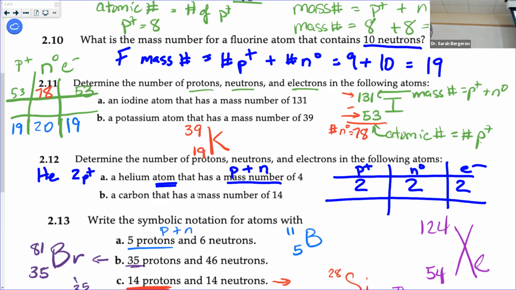Okay, a carbon, C, that has a mass number of 14. So how many protons in carbon? 6. I just got that from the periodic table. So then 6 plus what is 14? 8. Okay, and then how many electrons? It should say a carbon atom. It really should say a carbon atom. How many? 6. Okay, at least we got to start on chapter 2.